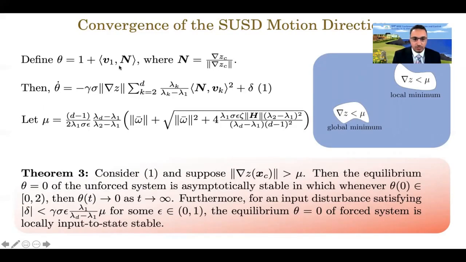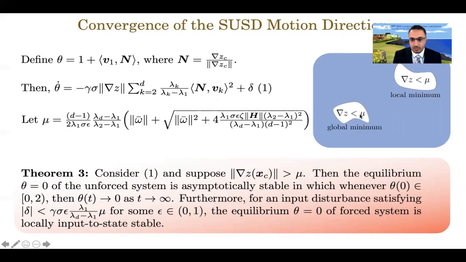To show this, we come up with a variable theta equal to 1 plus the inner product. So theta equals 0 if the SUSD direction is along the negative direction of the gradient. Then we derive the dynamics of theta, which equal a component that depends on the linear part of the gradient, plus some higher order terms delta. We use input-to-state stability analysis, where we view the higher order terms shown here in delta as an input noise. Then we have a theorem showing that our SUSD direction actually aligns with the gradient.